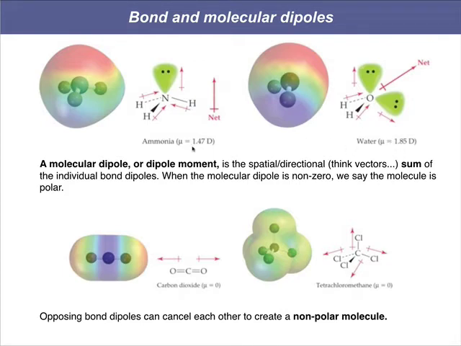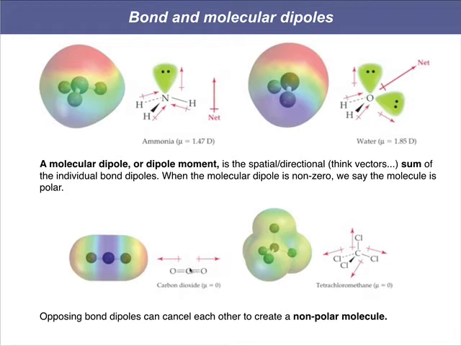This dipole symbol is mu, the Greek letter mu, and this can be quantified. Ammonia is 1.47 debye, that's the unit debye, and water is 1.85. So because this is a larger dipole for hydrogen to oxygen, the molecular dipole is going to be larger for water. Now, sometimes you can have bond dipoles that oppose each other.